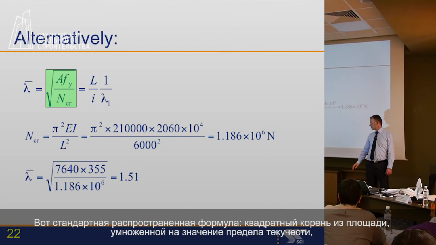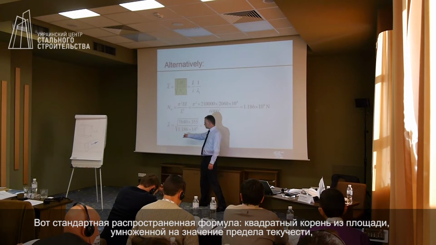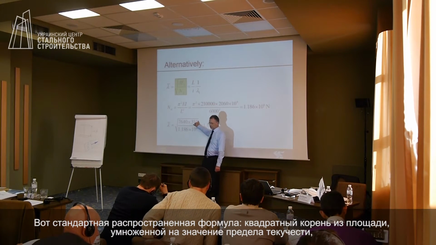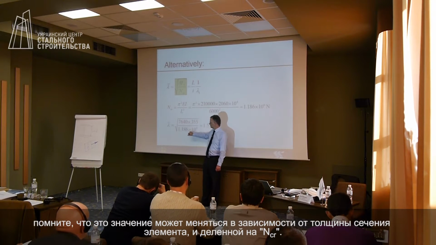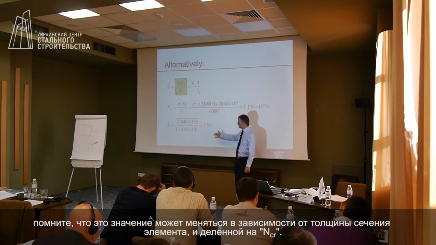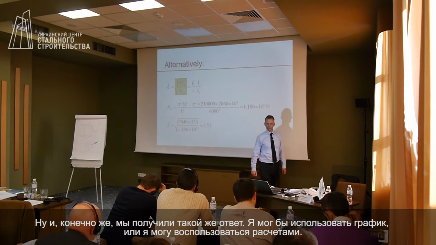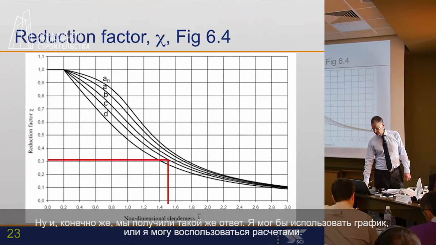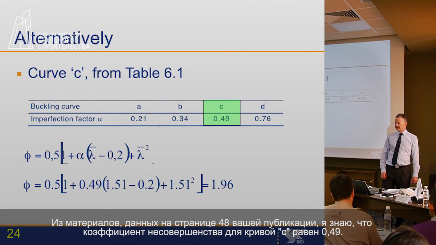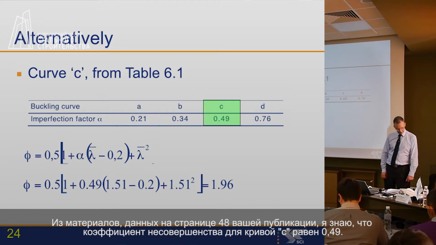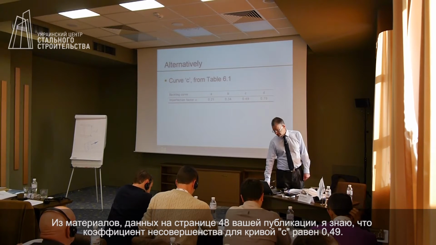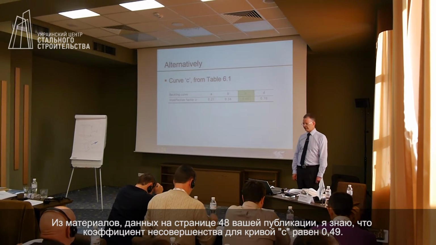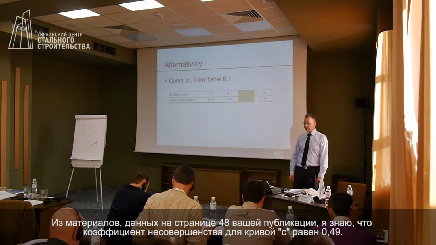There is the general expression, the root of area times yield. Remember, that value of yield might change with thickness, divided by N crit, and of course, it gives the same answer. So I could use the graph, if I wished. Or I could calculate, because on page 48 of your guide, I know that curve C means the imperfection factor is 0.49.